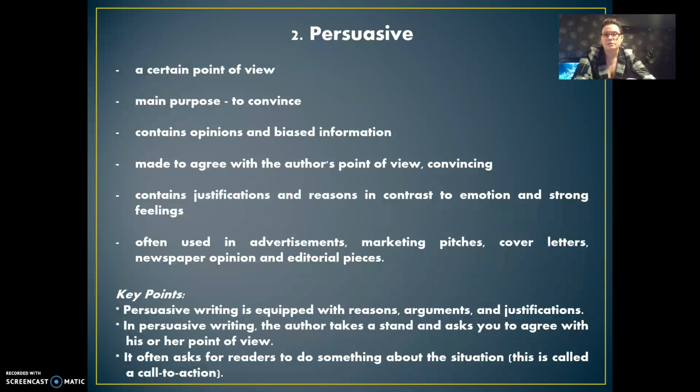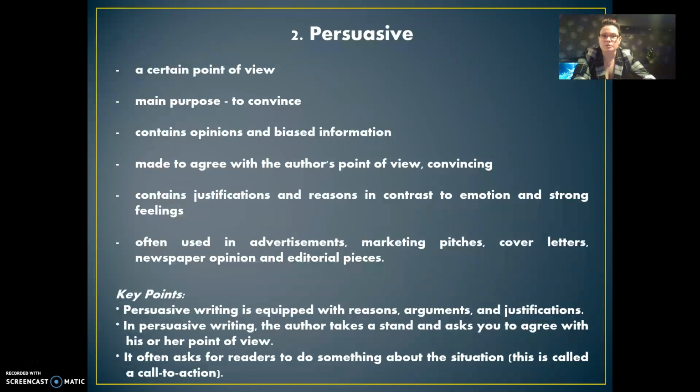It contains justifications and reasons in contrast to emotions and strong feelings. And this is very important because emotions are what drive us to be convinced. This is usually used in advertisements, marketing pictures, cover letters, newspaper opinion and editorial pieces.